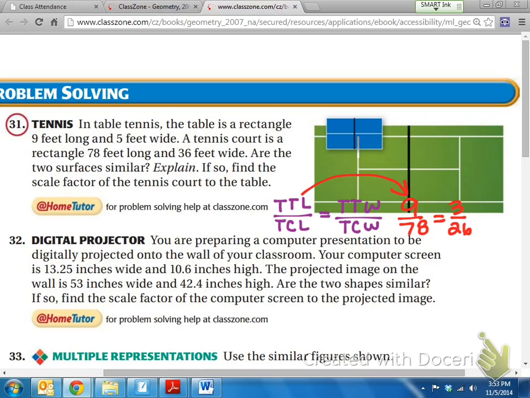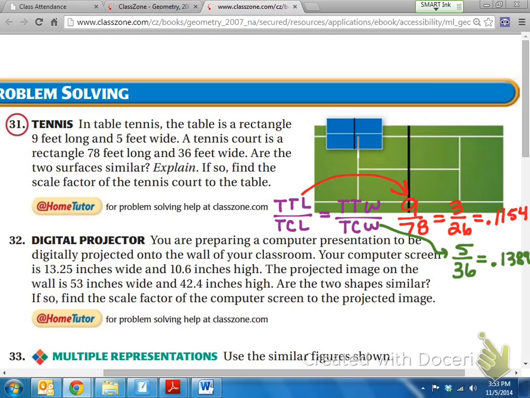Let's see what I get for the width of both the table tennis and the tennis court. So the width of the table tennis is 5 feet, and the width of the tennis court is 36 feet. Now 5 over 36 I can't reduce, so I can't compare the fractions, but one thing I can compare is their decimals. So if I divide 5 by 36, I'm going to get 0.1389. If I divide 3 by 26, I'm going to get 0.1154.